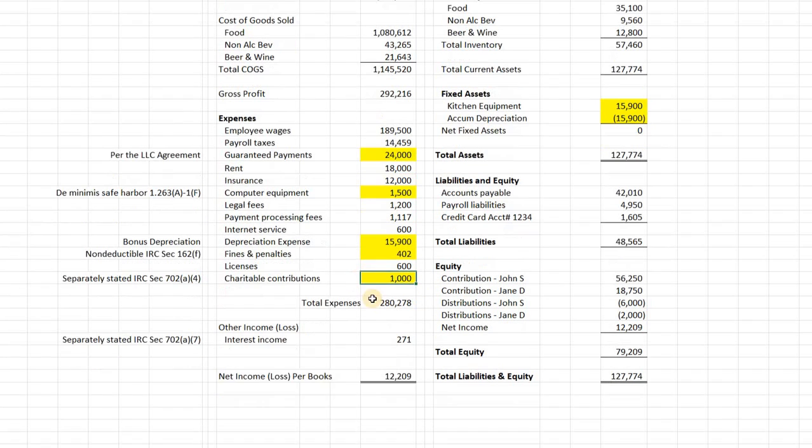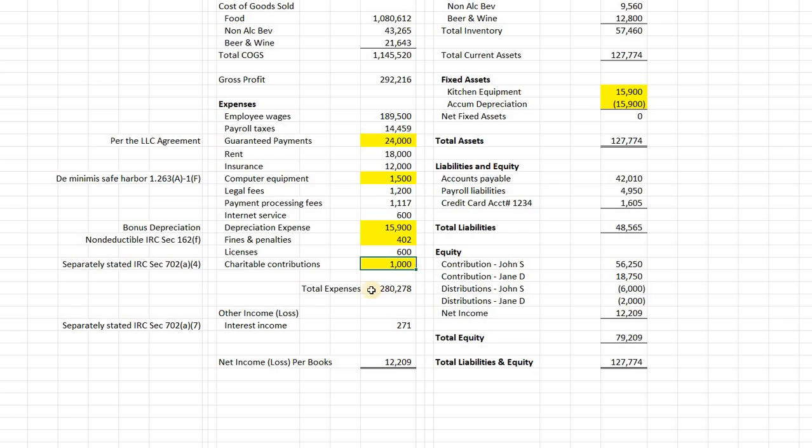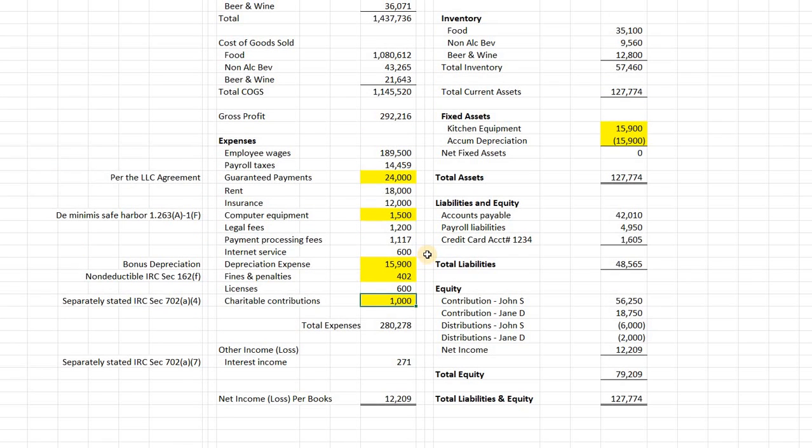And then charitable contributions. So charitable contributions, an expense of the business, right? They made a contribution to charity. But these items are separately stated. By separately stated, what we mean is that they have to be separately stated on the return and on the K-1. They cannot be lumped in with all the other ordinary trade or business activity here. And so I'll show you how those are reported on Schedule K.